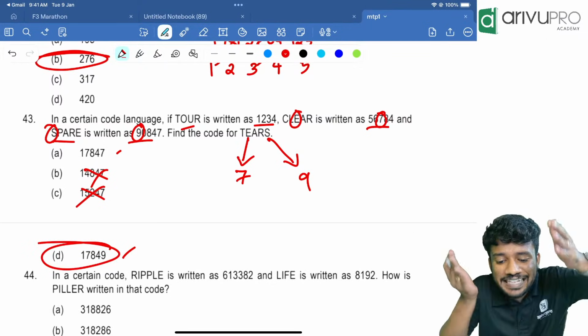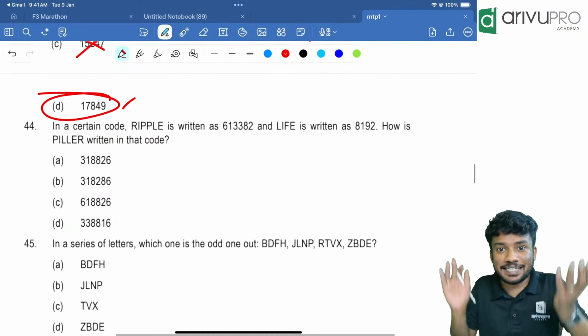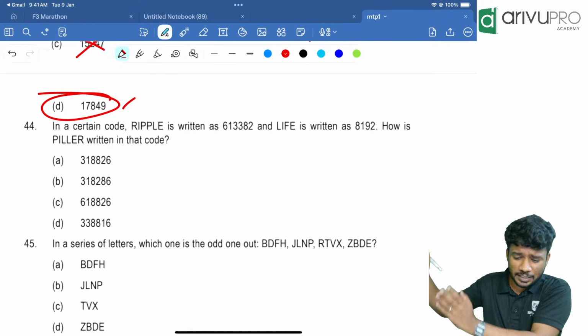So this is the exam approach, people. You should go for this type of solving in the exam. Otherwise, you will lose time finding all the letter values and all.